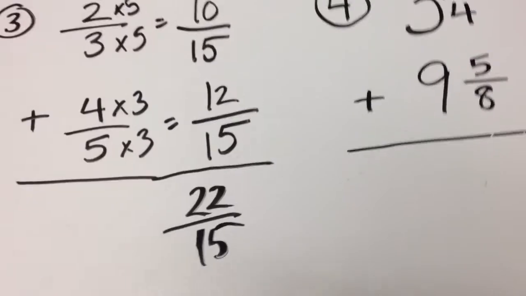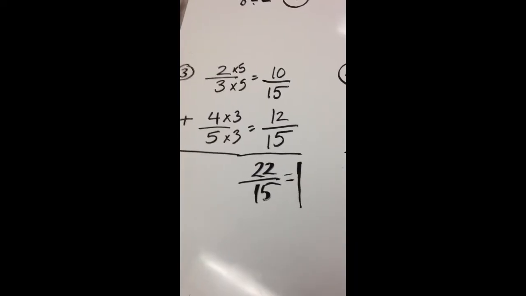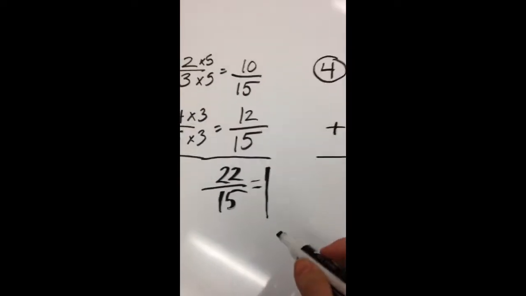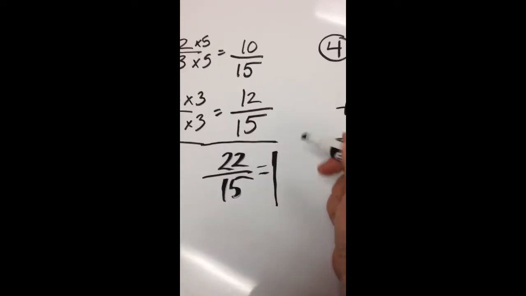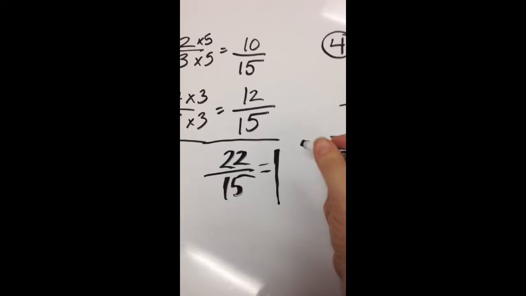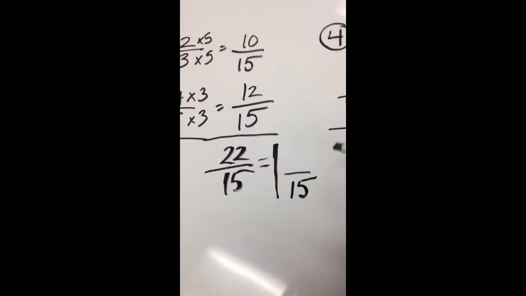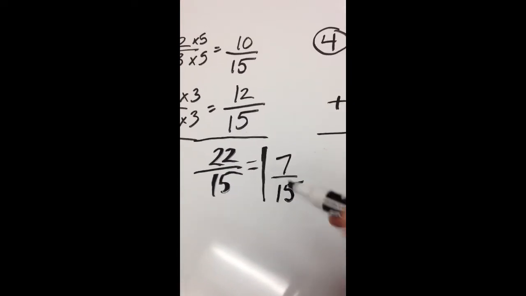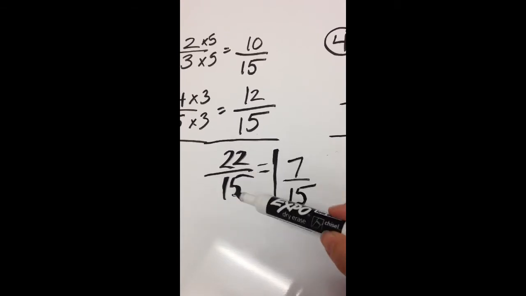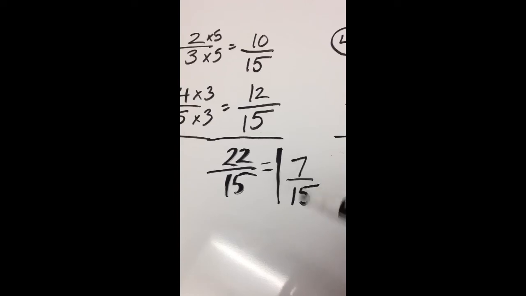And I'm going to change that improper fraction. I'm going to change to 1 whole. And so 15/15 would have been 1 whole. And then I have, let's see how many 15ths I have left. I would have 7/15 more. So 22/15, 15 of those 15ths will make 1 whole, and then I have 7 more, so 7/15.